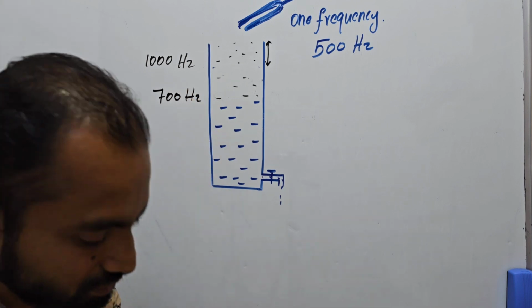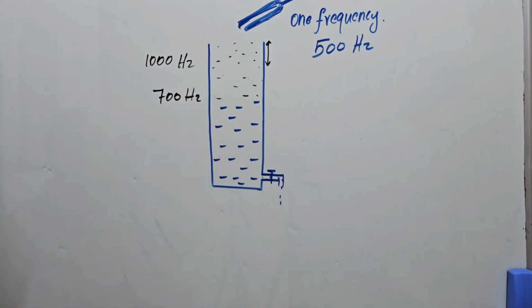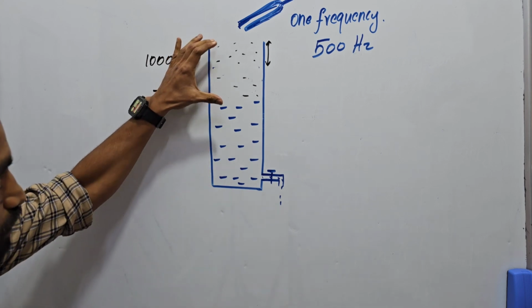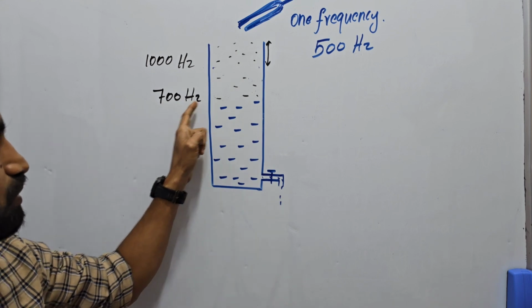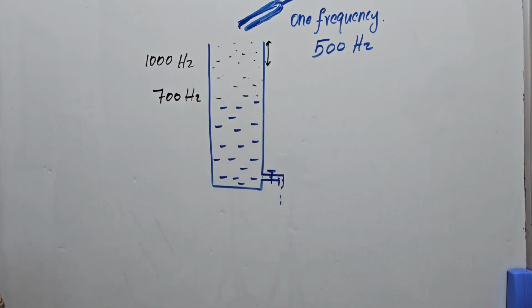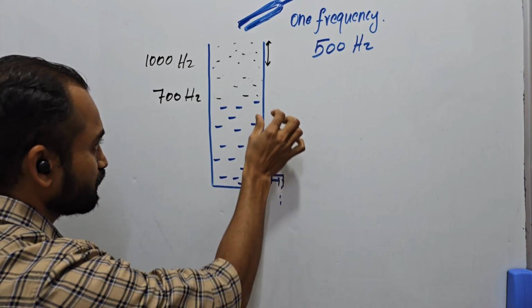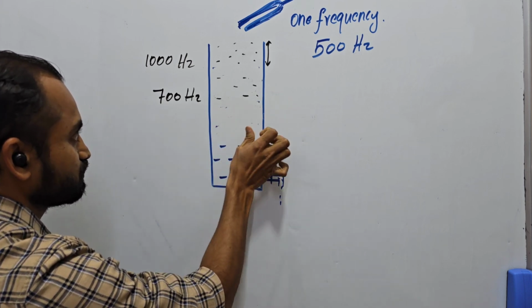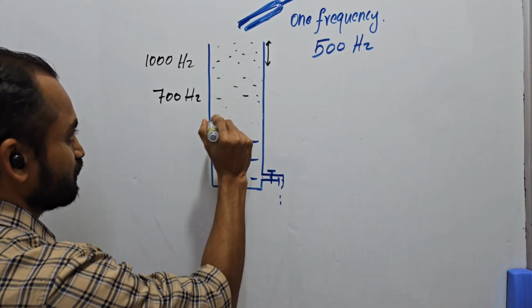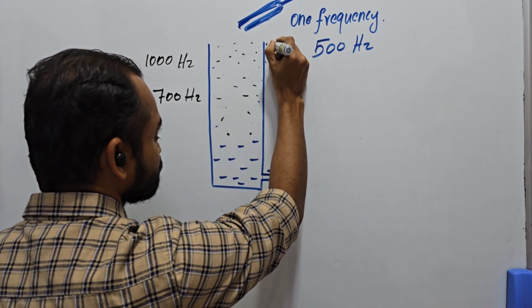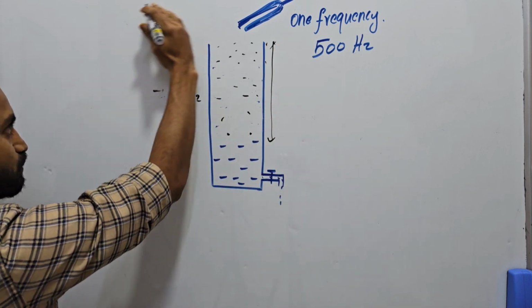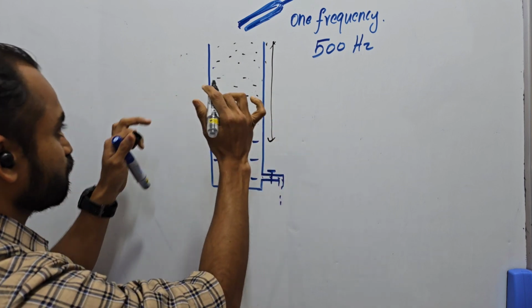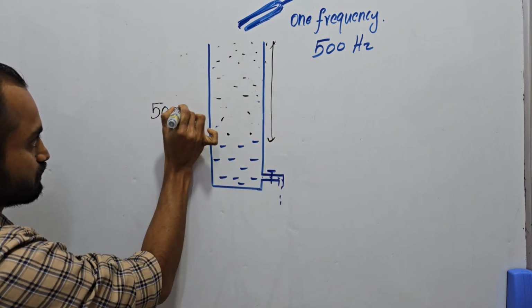Again you make the sound with the tuning fork. Will this air column amplify that sound? It will not. Why? Because the frequency is not matching, right? What will you do? You will again open the tap. More water is flowing out. Now the length of the air column has increased up to here. Now the natural frequency of this much air is 500 hertz, for example.